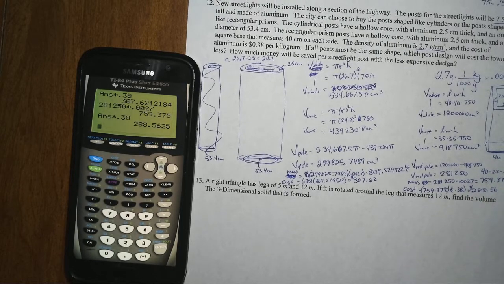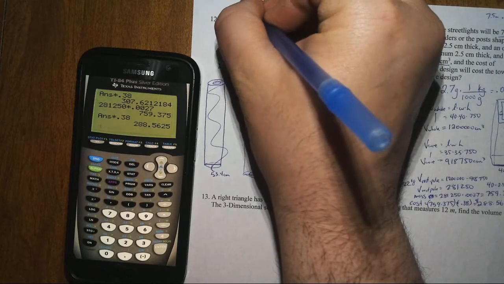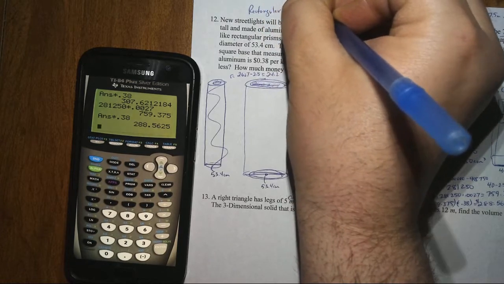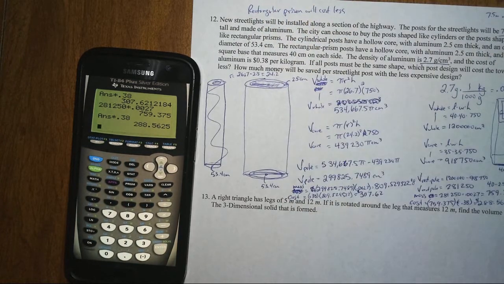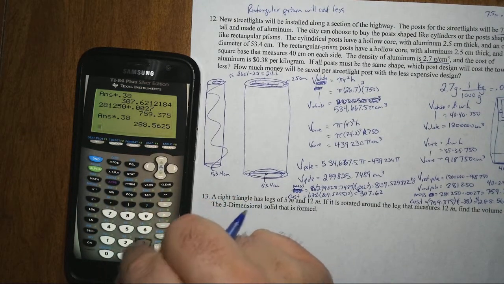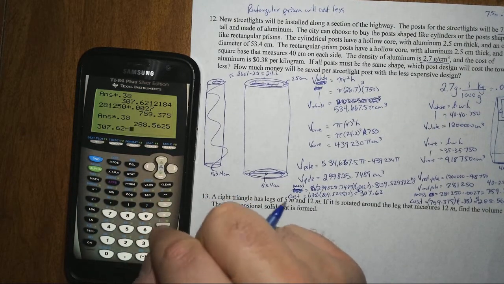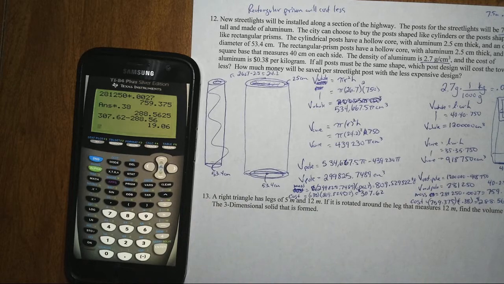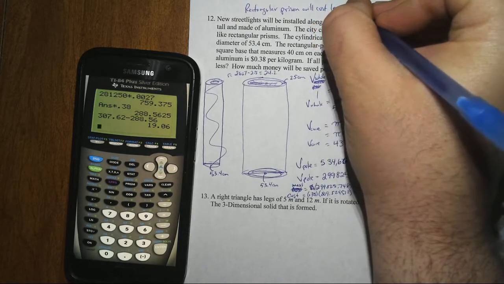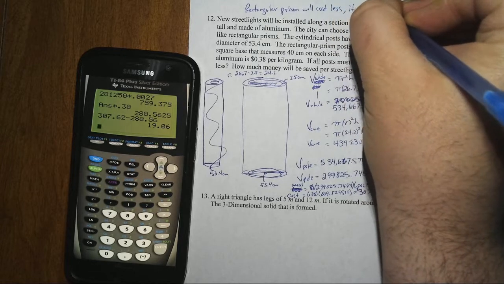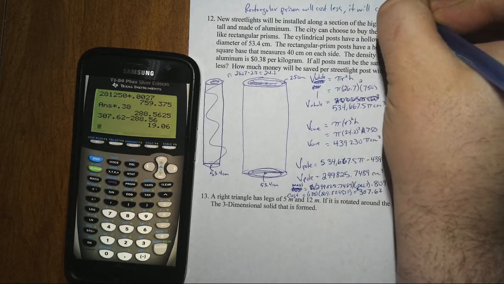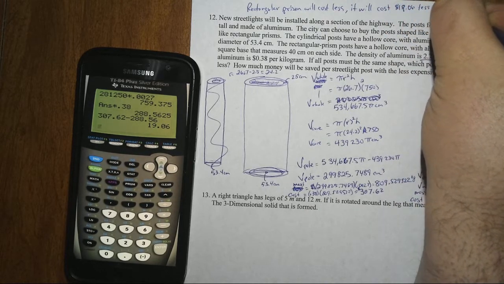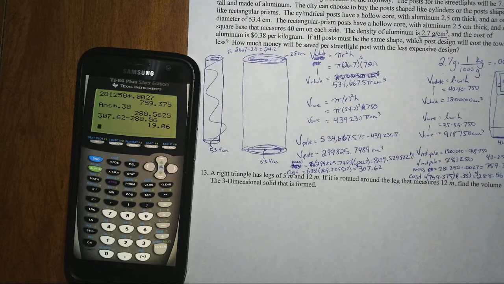So, which post is the cheaper? We want to go with our rectangular prism. All right. And then we want to subtract. So we just do that $307.62 minus the $288.56. Okay. And, right, in fact, it will cost $19.06 less per pole. And there we go. All right.